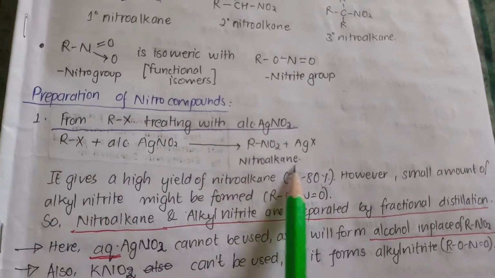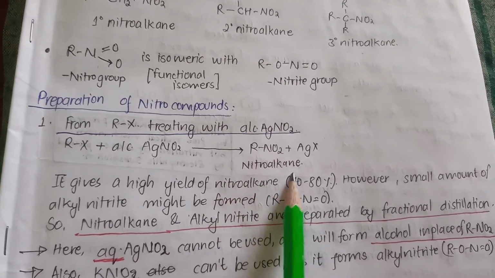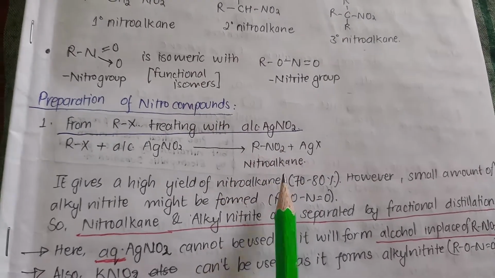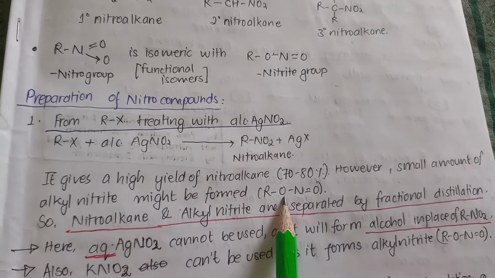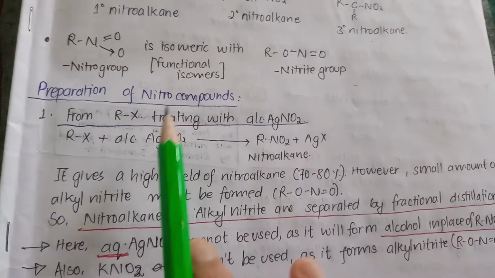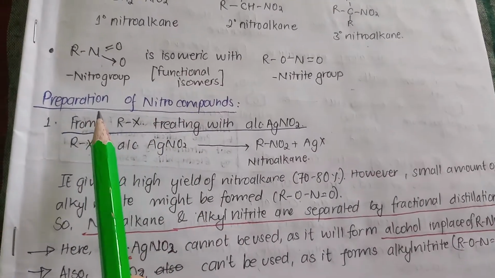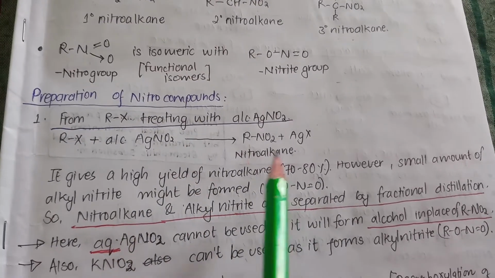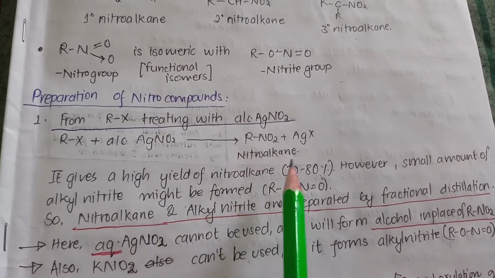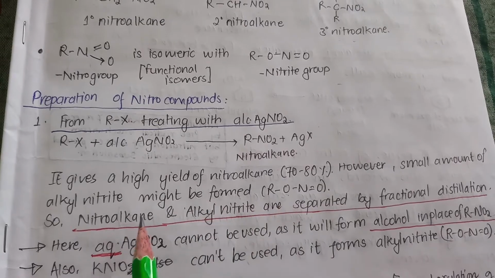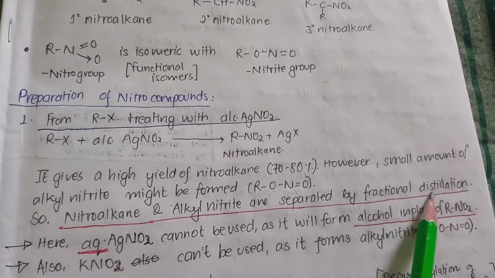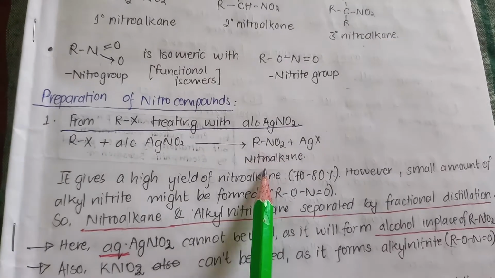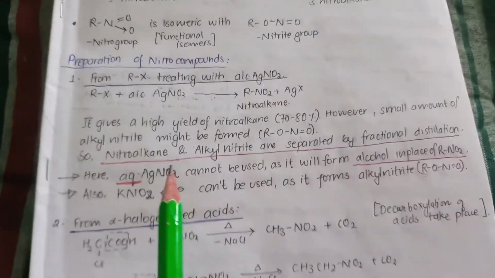So nitroalkane is the major product, but a small quantity of alkyl nitrite can also be formed, and we only want to get nitroalkane. So how can we separate this nitroalkane and alkyl nitrite? The way to separate these two is fractional distillation, right? Fractional distillation is used to separate nitroalkane and alkyl nitrite.